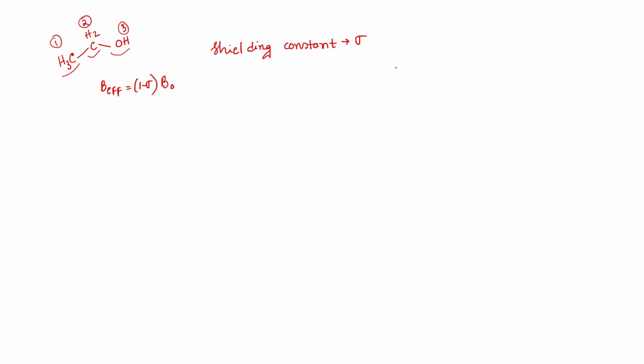We already know the energy gap between alpha and beta spin of a proton in NMR is gamma H cut B naught. Actually, it is not going to be B naught, but effectively B effective, which is (1 minus sigma) gamma H cut B naught. This is equal to h nu L, where nu L is the Larmor frequency or the precessional frequency.